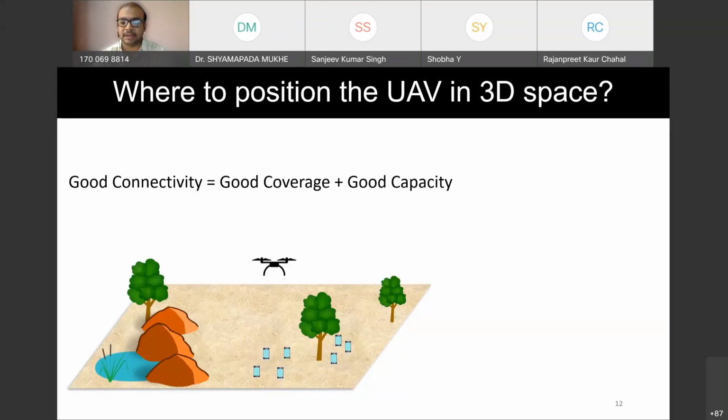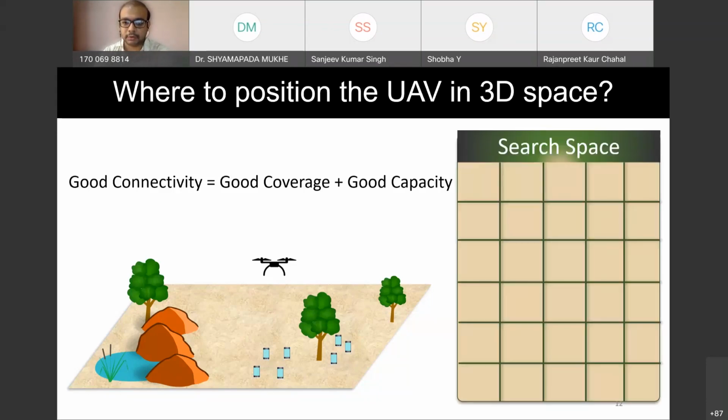And the other thing is that you also need to give them good capacity, which means that the aggregate bandwidth of this entire system should be as high as possible. You need to maximize the aggregate throughput or the capacity of this network. So these are the two things we want to look out for. I have to put the drone in such a position in the air that the maximum number of clients are covered, and at the same time the aggregate throughput for all these mobile devices is maximized.